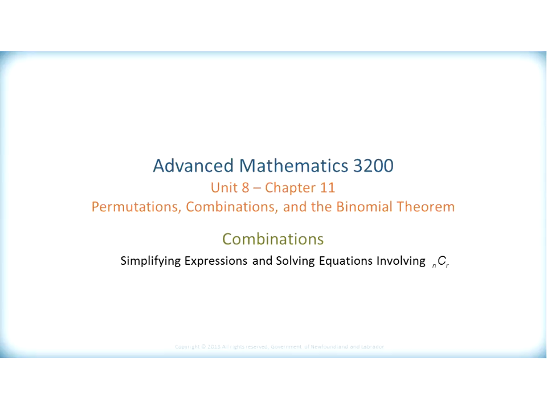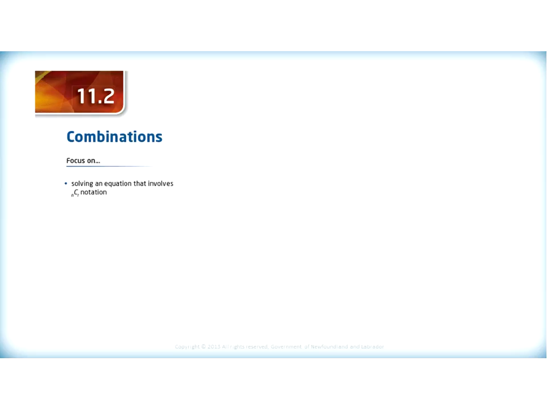Okay, in this lesson we're going to be looking at Unit 8, Chapter 11, Permutations, Combinations, and the Binomial Theorem. We're looking at combinations and simplifying expressions and solving equations involving the C of n choose R. As we said, the main focus here is going to be on solving equations that involve the C of n choose R notation.